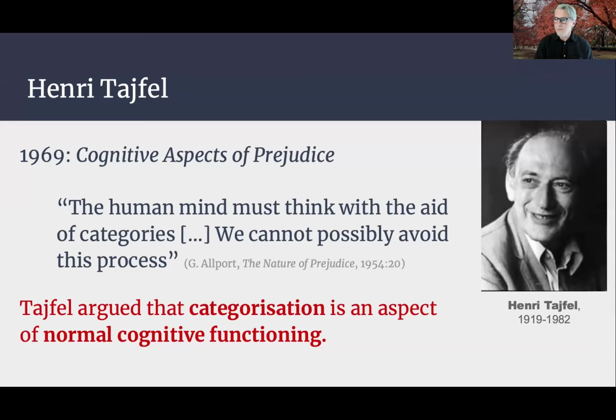He came to the conclusion, in this book that I've mentioned on the slide, Cognitive Aspects of Prejudice, that human minds work by categorizing the world, simplifying things into categories. And this is a normal function that all human minds do. So there's not necessarily a link between classifying the world and being prejudiced. It's just something that all human beings do, because that's the way the human mind works.